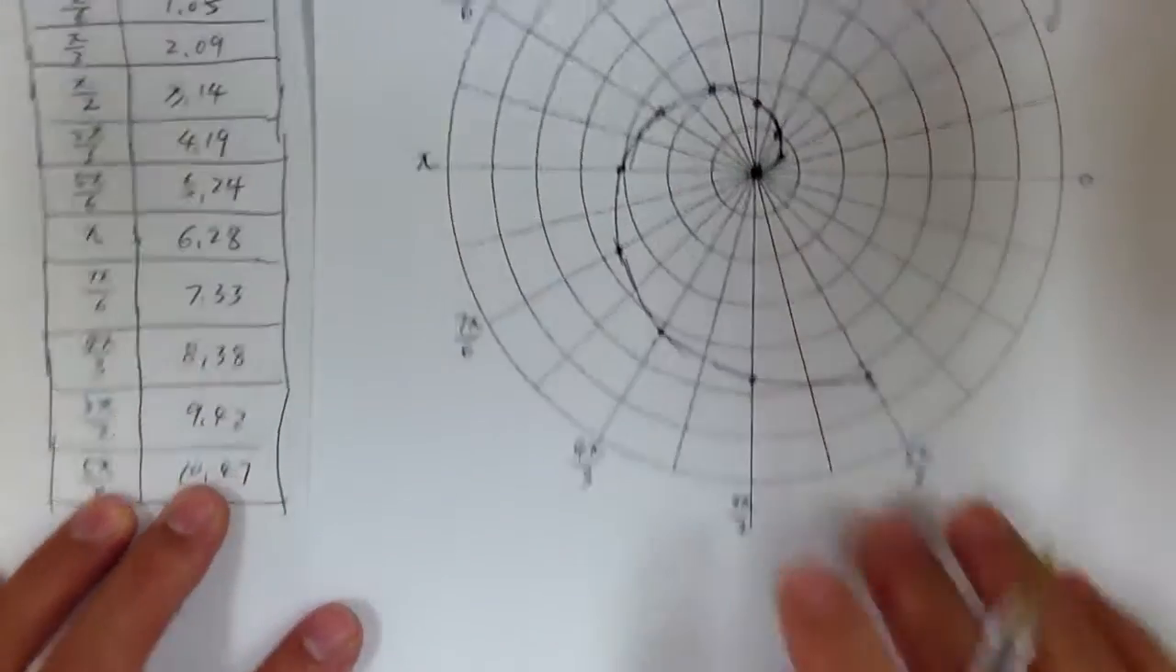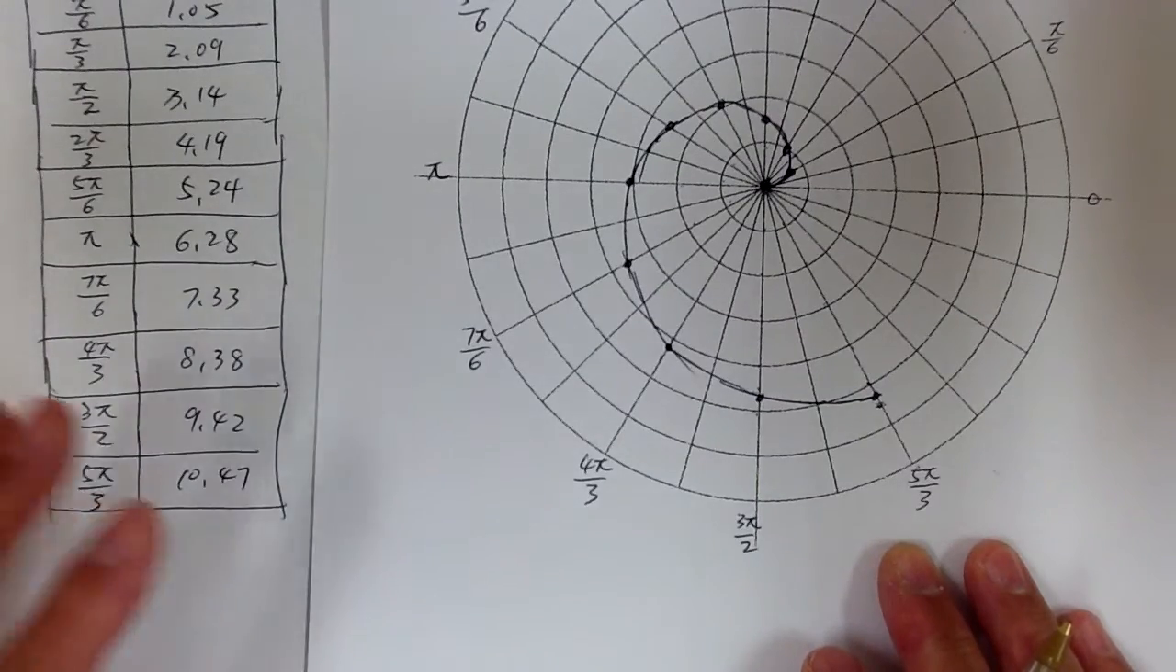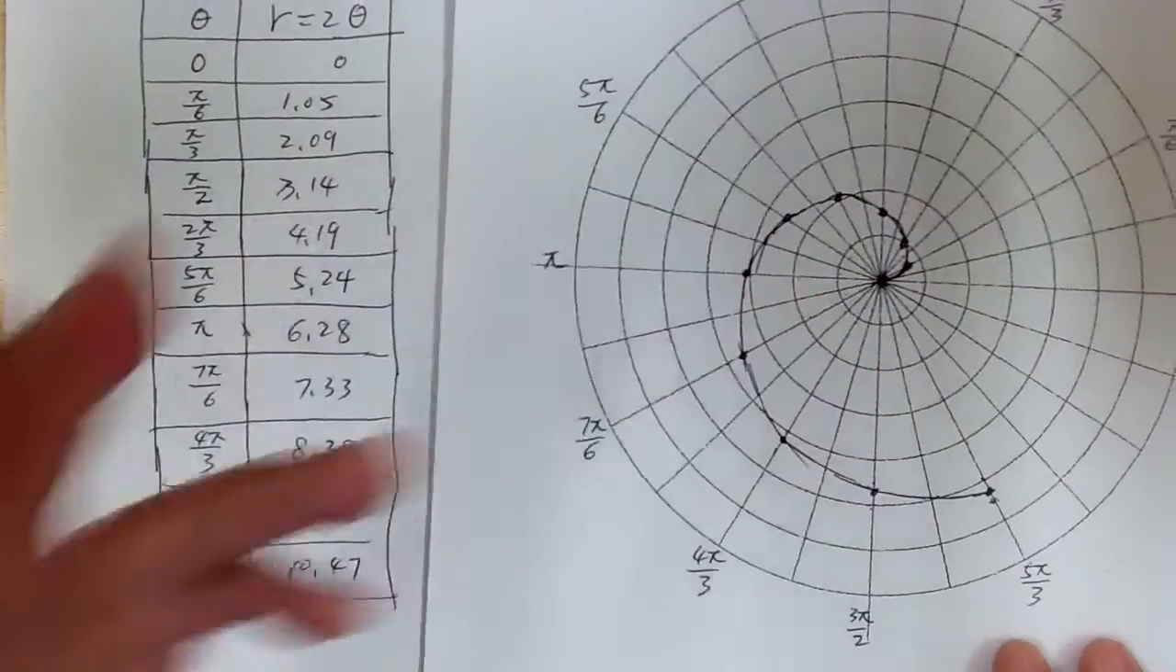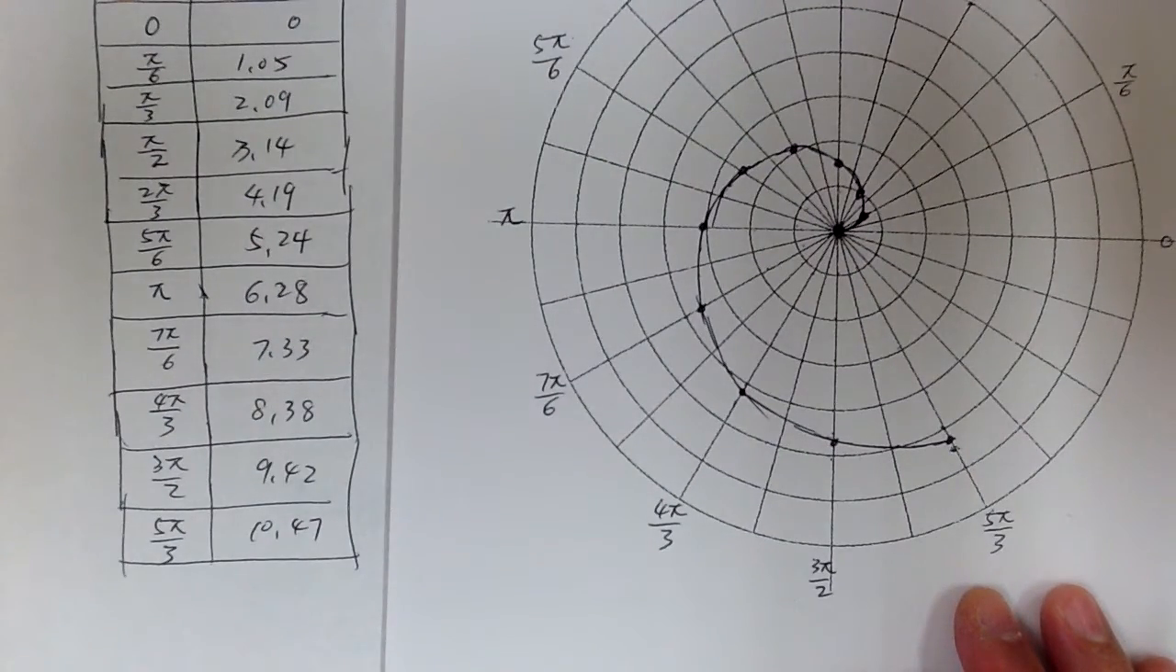Okay, and so that's the graph. So what you want to do is go and make the table and just go and get the points and you connect the dots and that's it. Okay. Then let's go and do one more example. Let's go and do example 2.